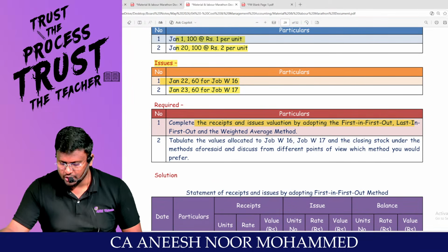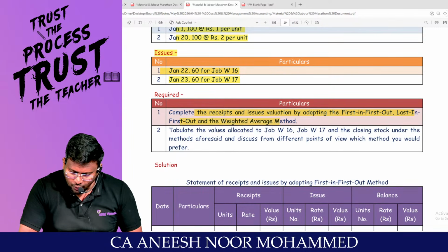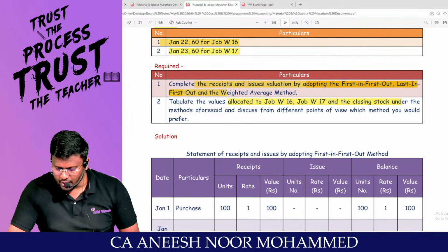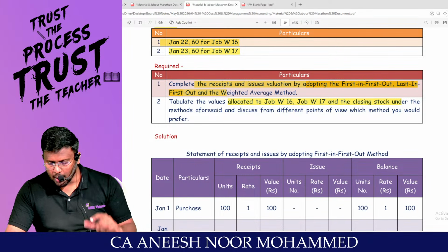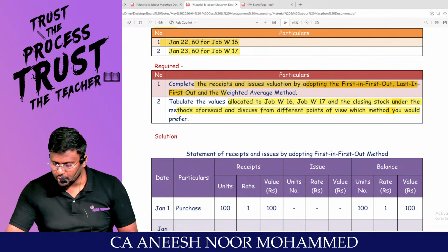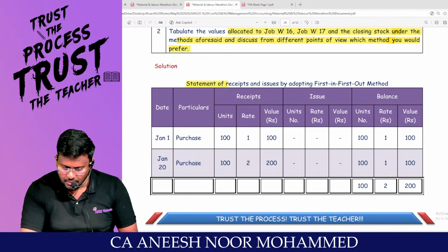Complete the receipts and issue valuation by adopting FIFO, LIFO, weighted average. I tried to explain all the methods. Tabulate the value allocated to job W number 16, job W number 17 and closing stock under the methods aforesaid, and discuss from different points of view which method you will prefer. This may be a 5-mark question.